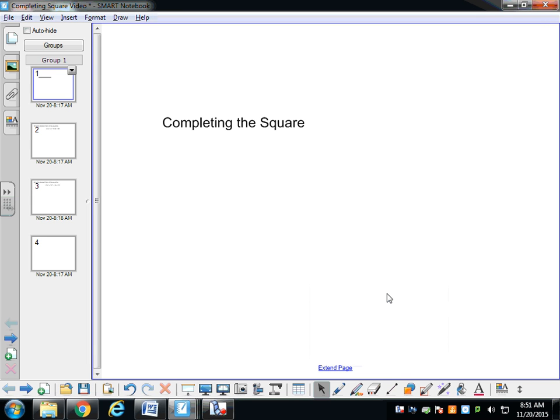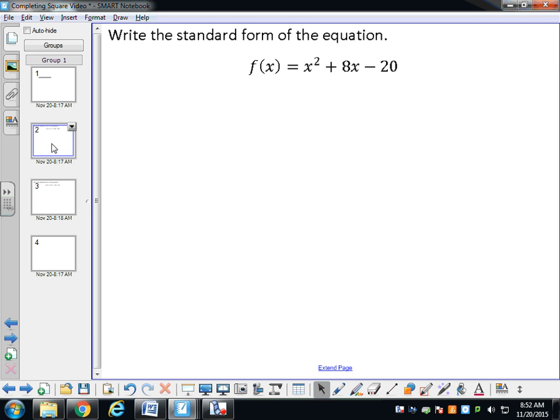Today we will take a look at a few example problems of how to complete the square. I would suggest that you pause the video before you start each problem and try it on your own. Problem 1, write the standard form of the equation.